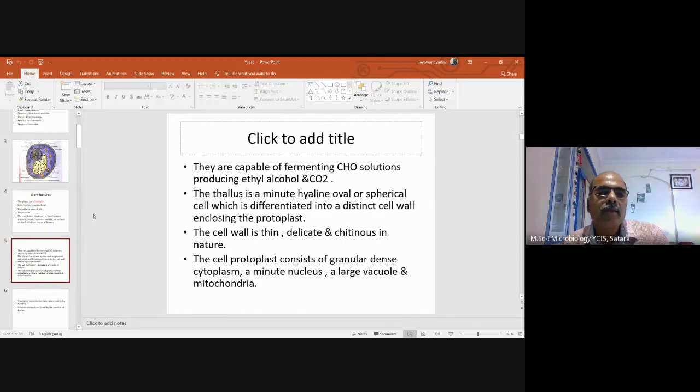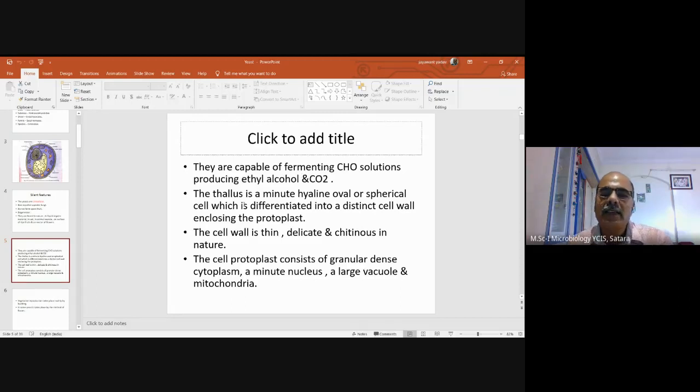Then the next important general characteristic property or salient feature, that is, the yeasts are capable of fermenting carbohydrate solution producing ethyl alcohol and carbon dioxide. One of the most important desirable characteristic properties of the yeast, which is exploited in the industry, is that they have the capacity to ferment various carbohydrates into ethyl alcohol and carbon dioxide, and this ethyl alcohol is mainly used for various purposes. It is mainly used for energy purposes. तर ते इथाइल अल्कोहोल प्रोडक्शन साठी मेनली इंडस्ट्रीमध्ये ईस्ट वापर.